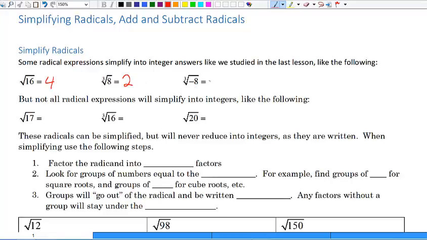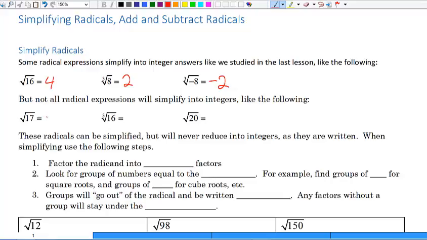And the cube root of negative 8, because 3 is odd, we're allowed to take the cube root of a negative, which gives me negative 2, because negative 2 times negative 2 times negative 2 is negative 8. Now, not all radical expressions will simplify into integers like we just did. So here are some examples that don't simplify.